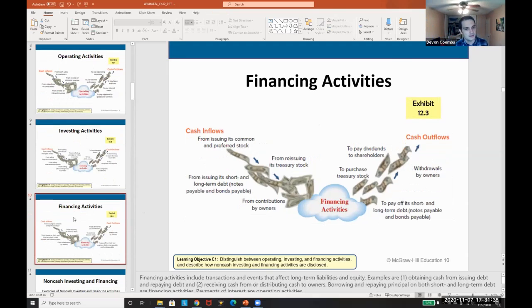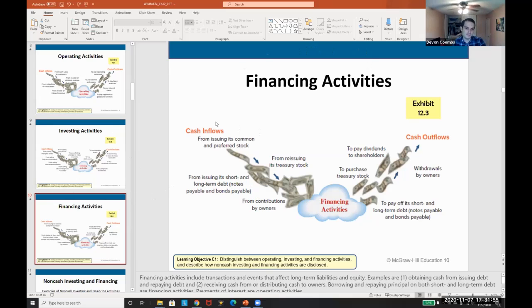Same thing with financing activities. So we've gone over short-term assets and liabilities. We've gone over long-term assets. All that's left is long-term liabilities and equity in the accounting equation, right? Long-term liabilities and equity, how do we go around that?